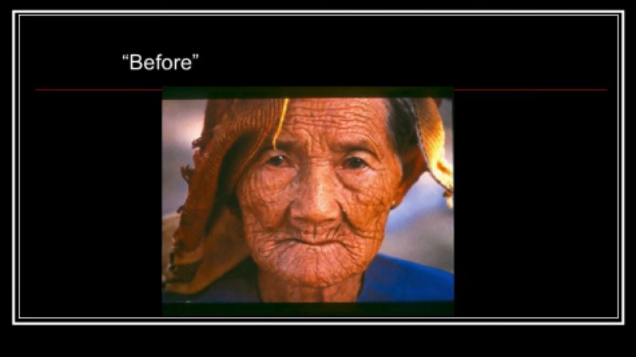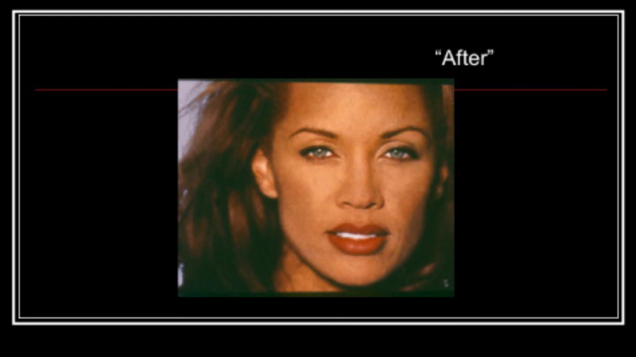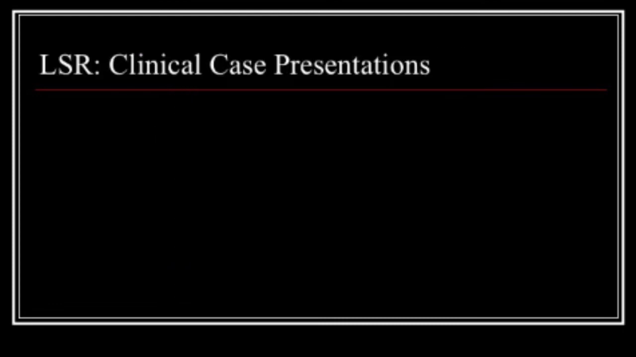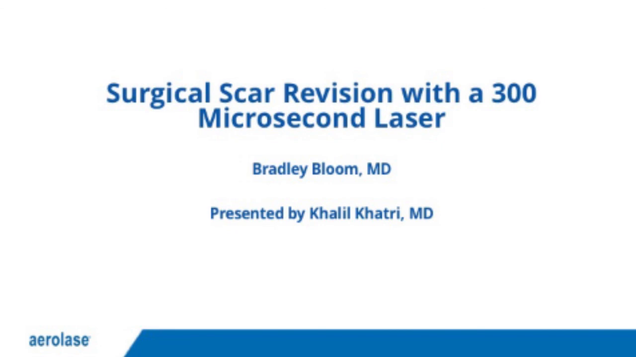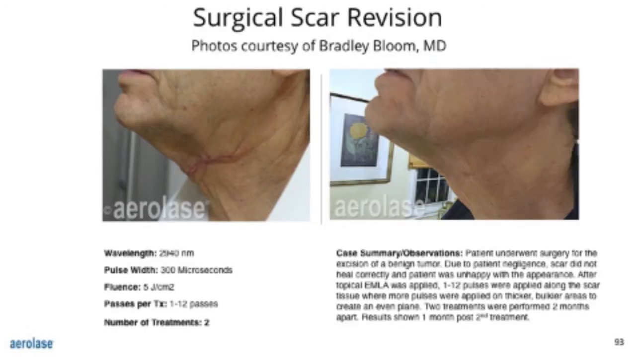My last before and after patient. There's before. There's after. Oh, this is Dr. Bloom's patient. Is this surgical scar revision before and after? This was Aerolase, 300 microsecond, 5 joules per centimeter square. 1 to 2 passes, 1 to 12 passes, sorry, and number of treatments 2. And you can see how much improvement you see with the scar. So not only Neo can be used for scars, this can be used as well.